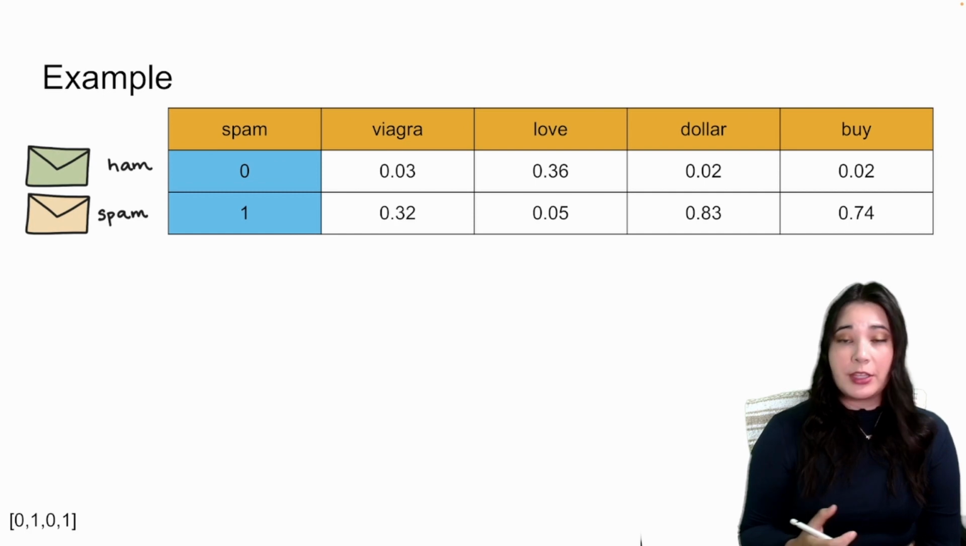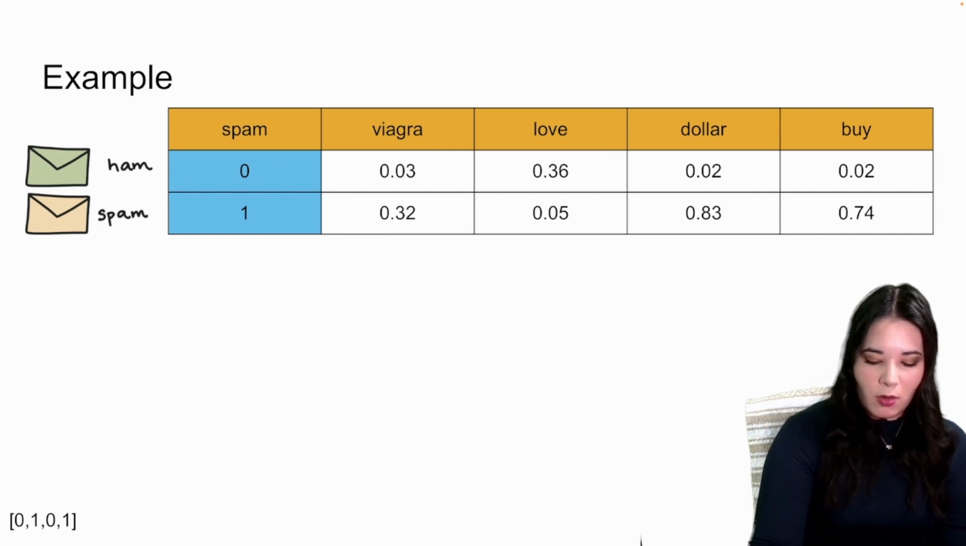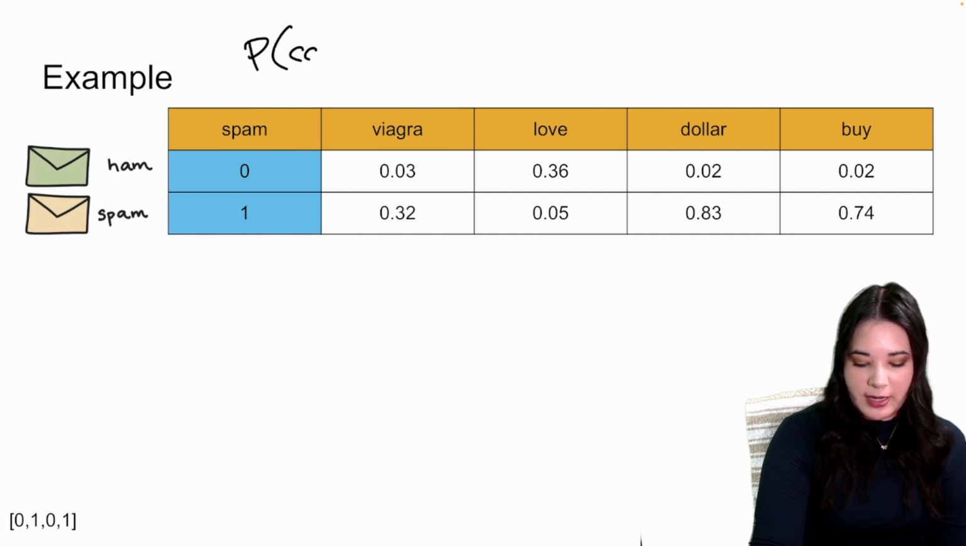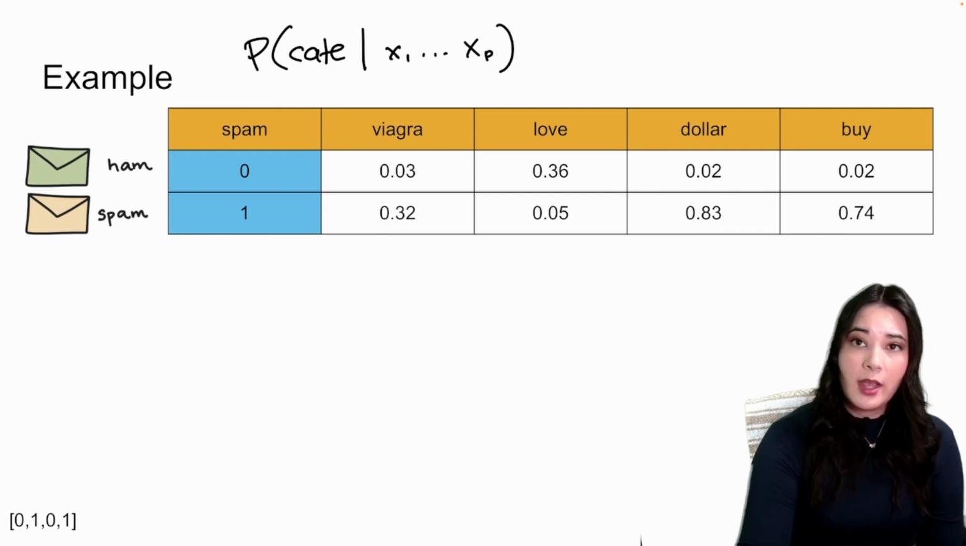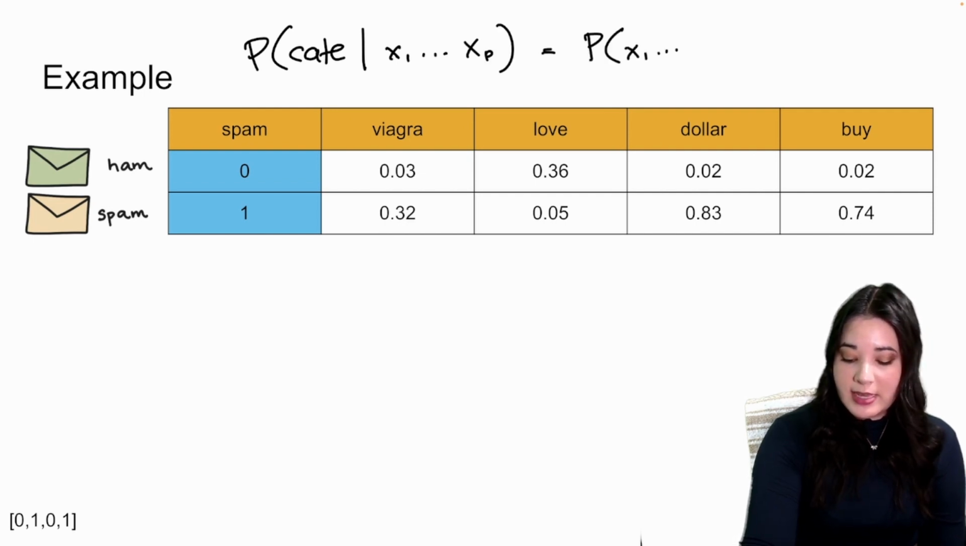So let's look at a really quick example of using the naive Bayes algorithm. Remember, our goal is to calculate the probability of a category given the different predictors that we have. And the way we're going to do that is by seeing how likely is it that we would see these predictors given that we're in a specific category times the probability of being in that category.